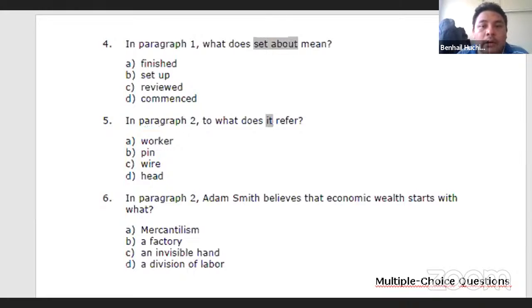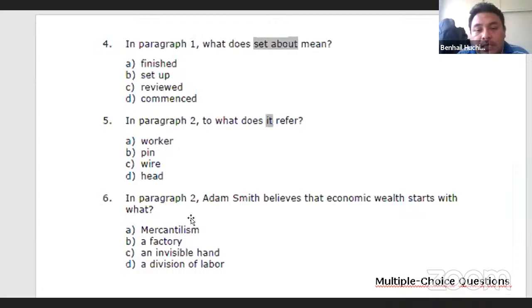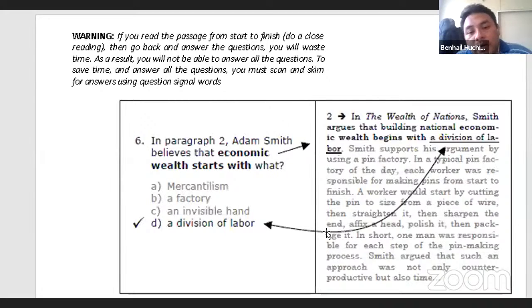Okay. Now there are questions like this number 6 that says, in paragraph 2, Adam Smith believes that economic wealth starts with what? The mercantilism, a factory, an invisible hand, a division of labor. So in the second paragraph that they ask, you will see according to the signal word, the connector, the word is the correct answer.